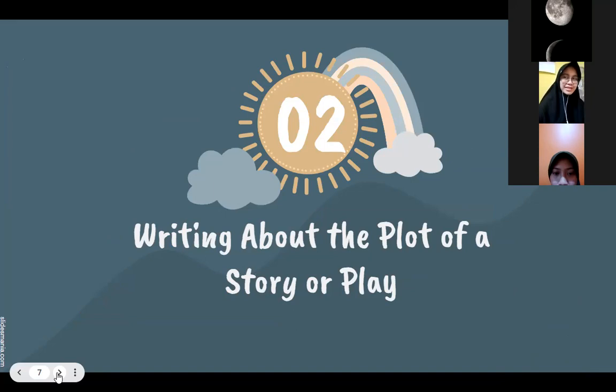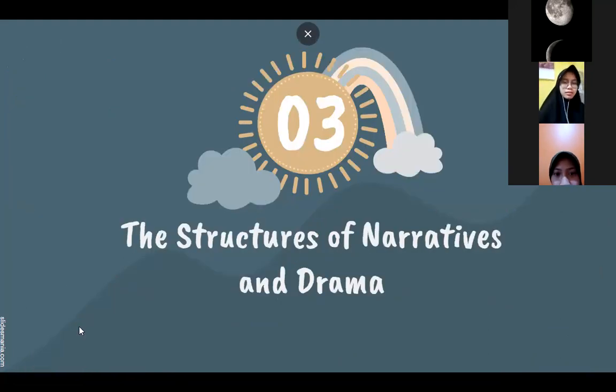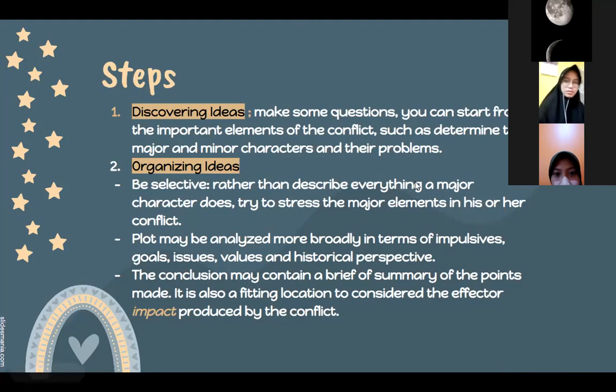The second topic is writing about the plot of a story or play. There are two steps to making a plot essay. The first is discovering ideas. Make some questions. You can start from the important elements of the conflict, such as determining the major and minor characters and their problems. And the second is organizing ideas.